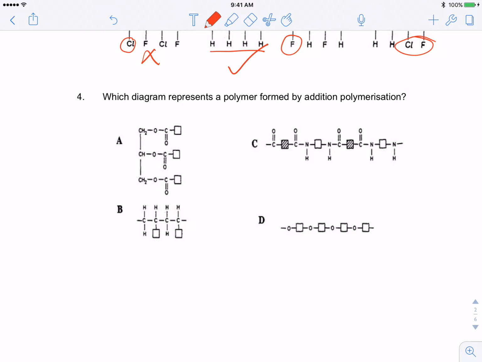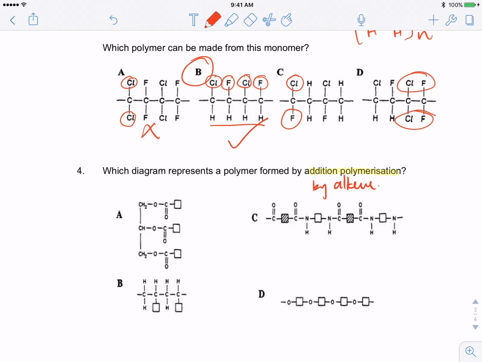Question 4. Which diagram represents a polymer formed by addition polymerization? Again, this shows that it is by alkenes. Okay, so you know that when it's by alkenes, note that the chain formed is a carbon chain. So if you look at the options A, B, C, D, only B has this carbon chain present. The rest are actually made from condensation.